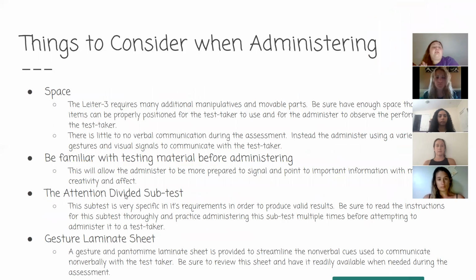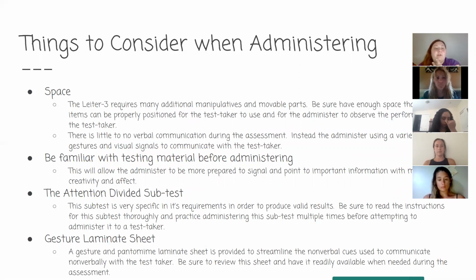Things to consider when administering. There are four main things to consider when administering the Leiter-3. You need space. You should be familiar with the test materials. There is a subtest called the attention divided subtest, which requires you to be even more prepared because it is very detailed. And there is a gesture laminate sheet that is given to the administrators when the materials are provided to you, which helps with some of those gestures.